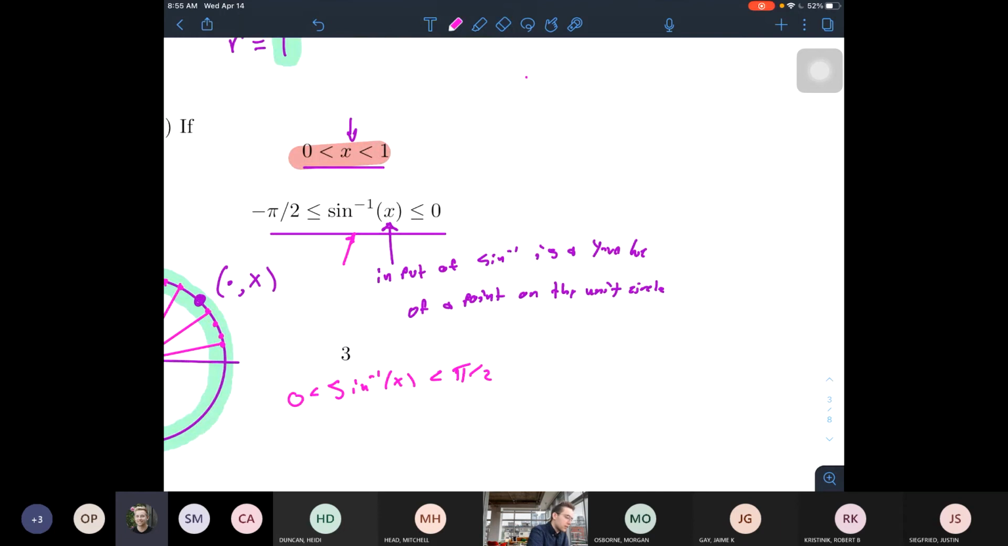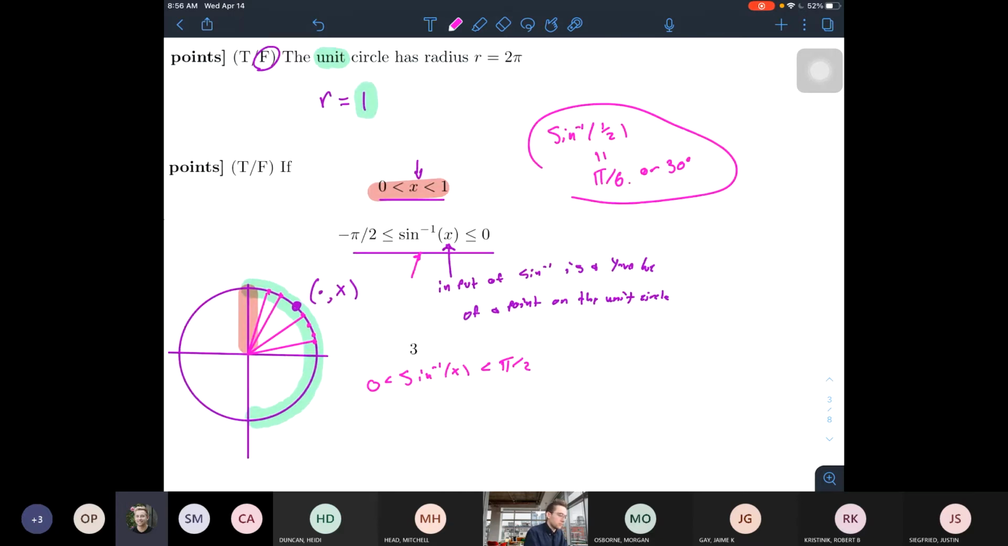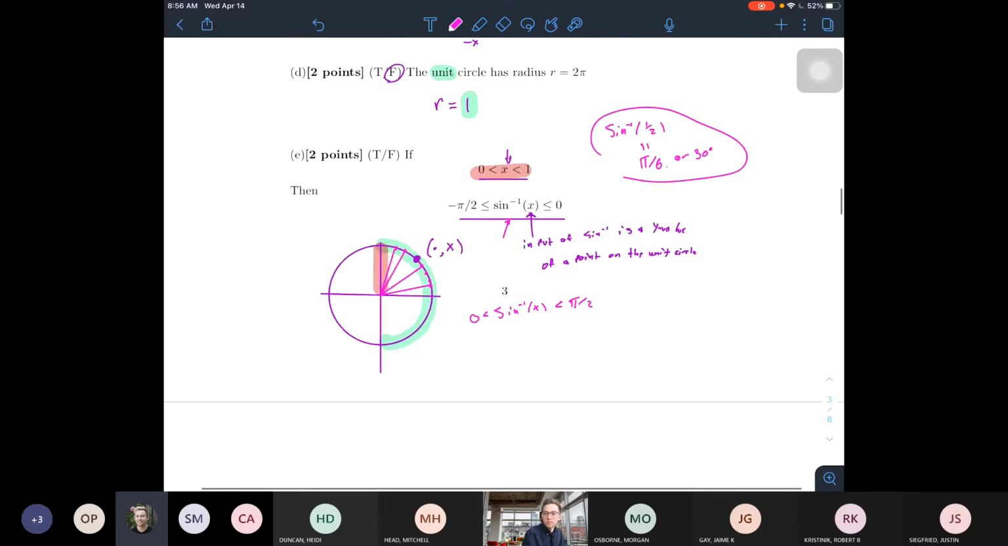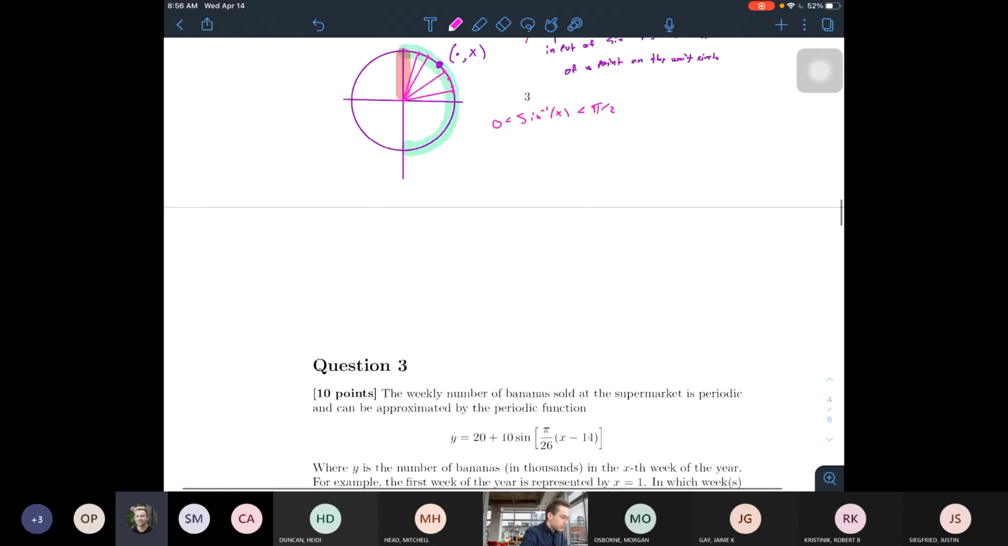You could also have tried just doing sine inverse of a half. 1/2 is a number which is between 0 and 1. And if you do this, you get opposite leg is a half, pi over 6, or 30 degrees. So we found out that this wasn't true just from this one counterexample. It would also work. Okay, so those are the true and false.